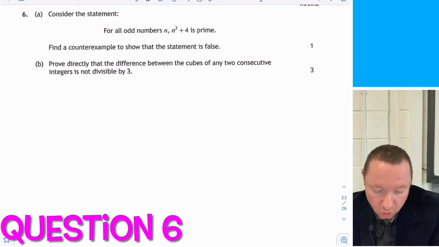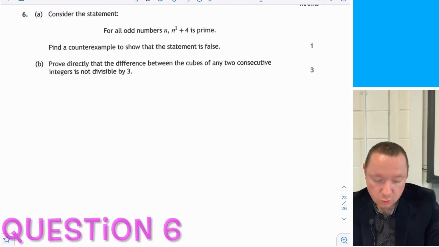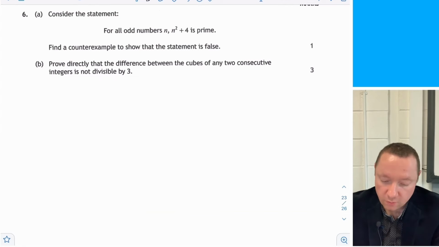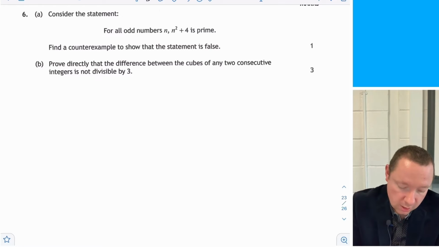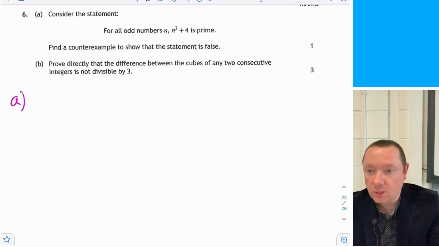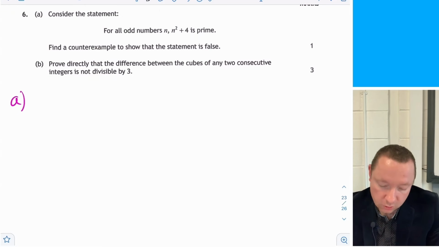Consider the statement: for all odd numbers n, n squared plus 4 is prime. Find a counterexample to show that the statement is false. Nice and simple, this one. We just need to find an odd number. So we just try it in our heads.